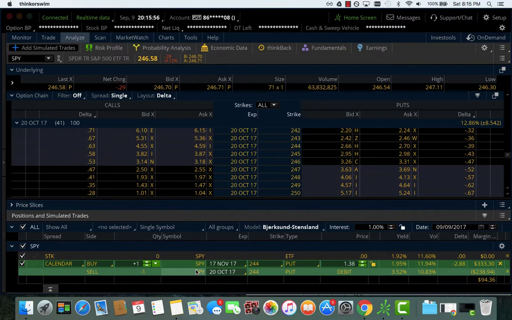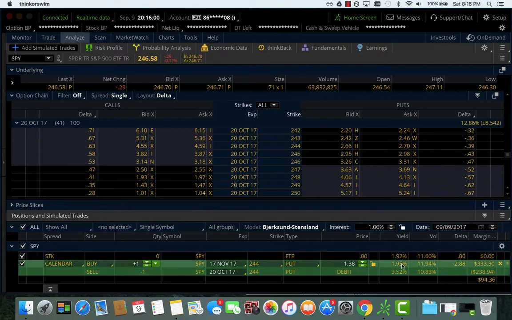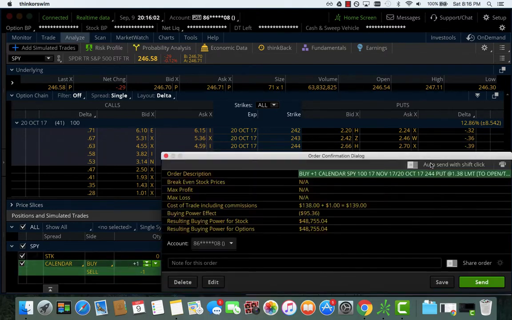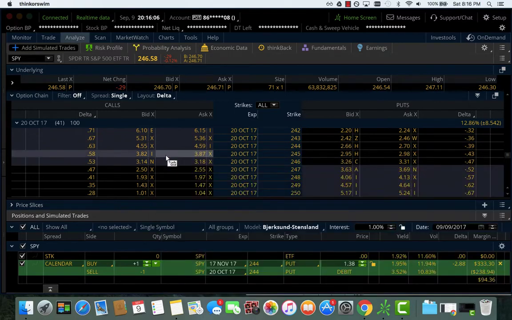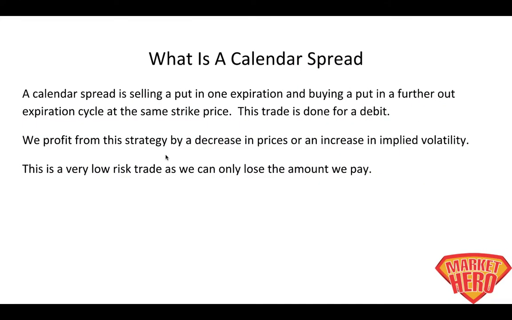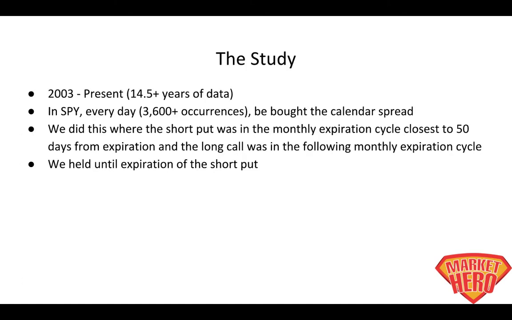And this isn't a very risky trade, in the sense that the max loss is what we pay for it, right? So the max loss is going to be $138. That's the max loss there. So that's what a calendar spread is. And again, I love doing calendar spreads, especially in periods of very low volatility. I absolutely love them. So let's find out if they're a profitable strategy.